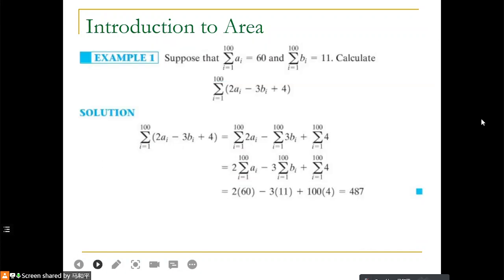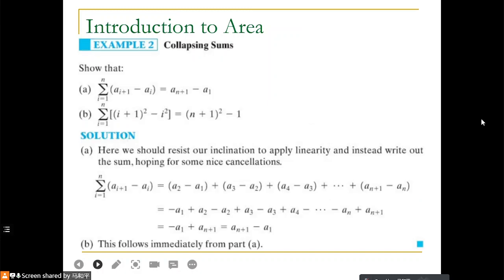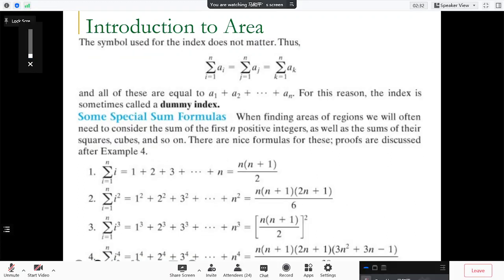And we use this property to calculate this, 2a_i minus 3b_i plus 4, i starts with 1 and ends with 100. And 6 is a and b. We have calculated.